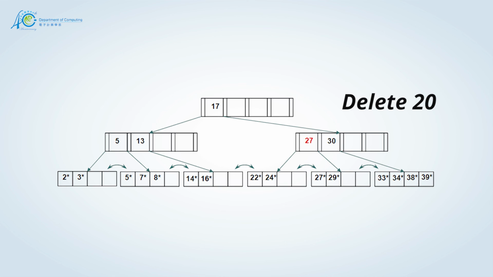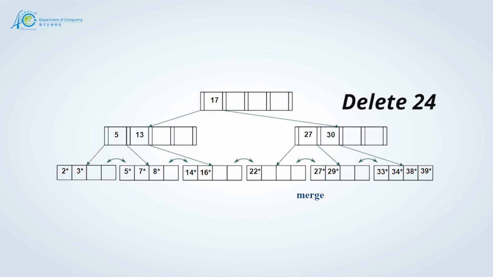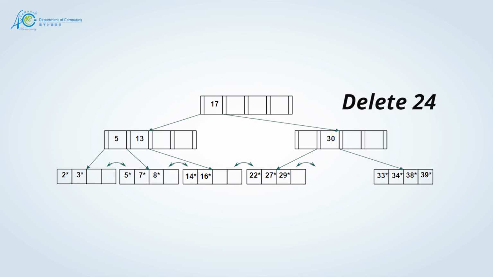So let's redo the last deletion, which is we want to delete 24. If we delete 24, you can see that the leaf of the 24 has only contained 22. So here it cannot fulfill the requirement of at least half full. So we should do the merge. How can we merge? We can merge two leaves, which are 22, 27, and 29.